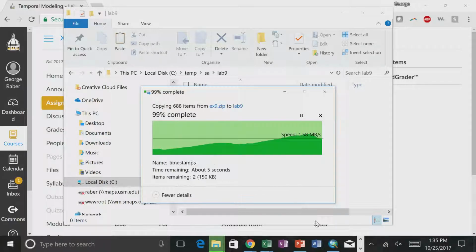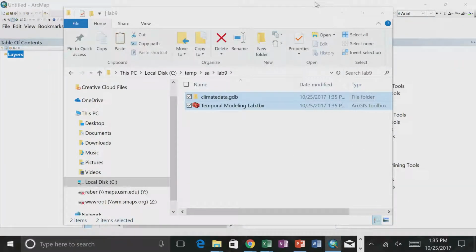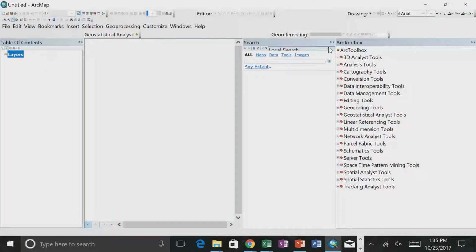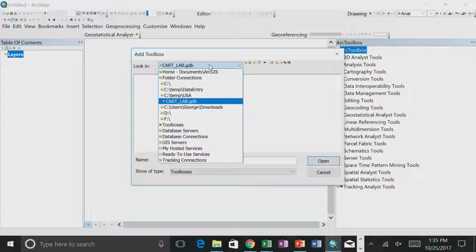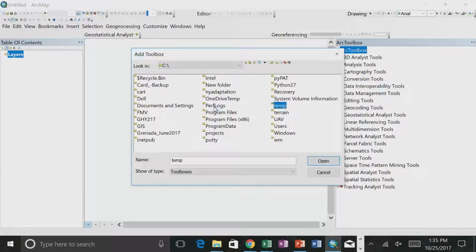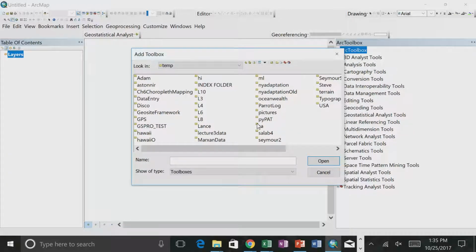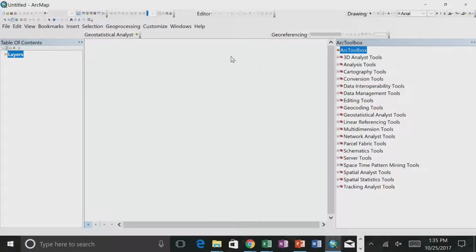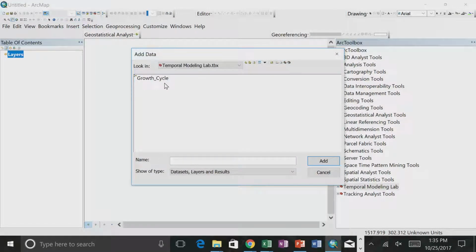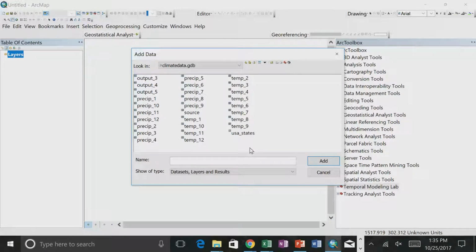I'm going to go ahead and add the toolbox into ArcGIS. So C temp SA, Lab 9. So I'm adding the toolbox in. I'm also going to add all of the data that's in climate data. I'm going to add it all in.